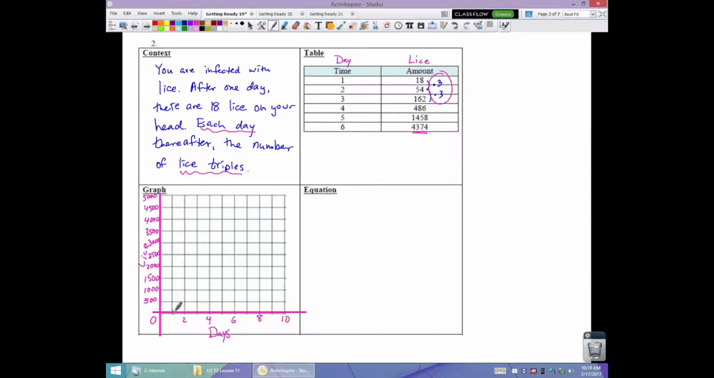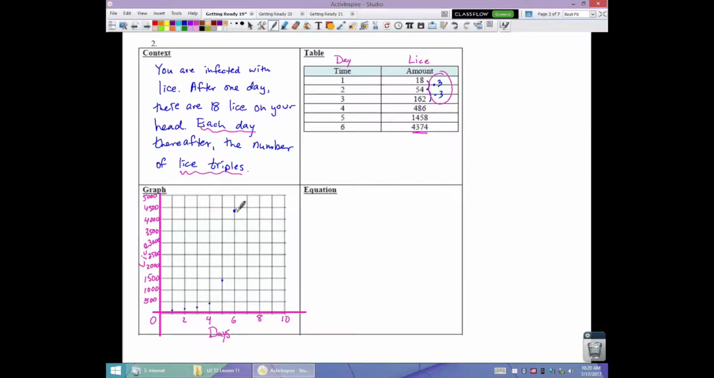So after 1 day, the number of lice is only 18. That's almost down here on the x-axis. After 2 days, it's not much higher. It's at 54, but you can barely tell a difference with this scale between those 2 points. By day 3, 162, it shouldn't even really be halfway up that box. But by day 4, it's finally almost to the 500. Day 5, 1,458 would be very close to 1,500. And then day 6, we need to be past 4,000. We're at 4,374, so more than halfway towards that 4,500.